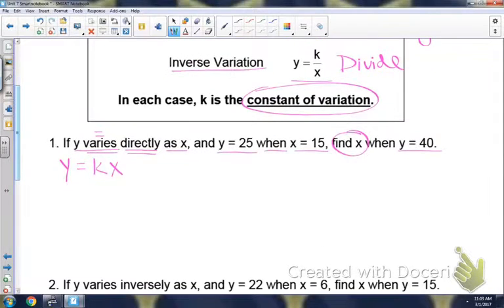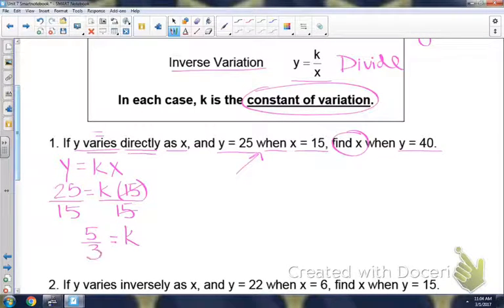We're given right here when y is 25, x is 15. So we're going to plug into this equation. In place of y, I'm going to put 25, and in place of x, I'm going to put 15. So I'm going to be solving for k first. I'm going to divide by 15 on both sides. And I want you to leave this as a fraction. Reduce 25 over 15 to 5 over 3. So there's our constant of variation, k.